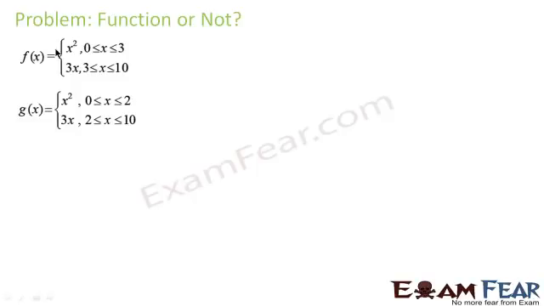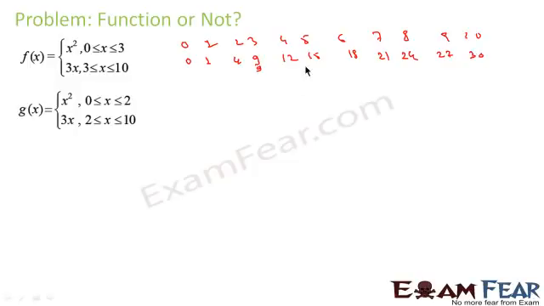Let's take one more example where f(x) is equal to this and g(x) is equal to this. We have to see whether this is a function or not. So for 0 to 3, we'll write the values 0, 1, 2, 3, 4, 5, 6, 7, 8, 9, 10. For 0 to 3 it is x square. So it is 0 square, 1 square, 2 square, 3 square. For 3 to 10 it is 3x. 3 into 3 is 9, 3 into 4 is 12, 15, 18, 21, 24, 9 into 3 is 27, and 3 into 10 is 30. So this is the relation.